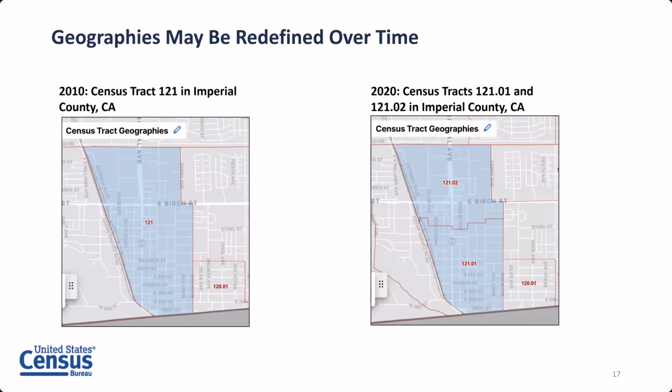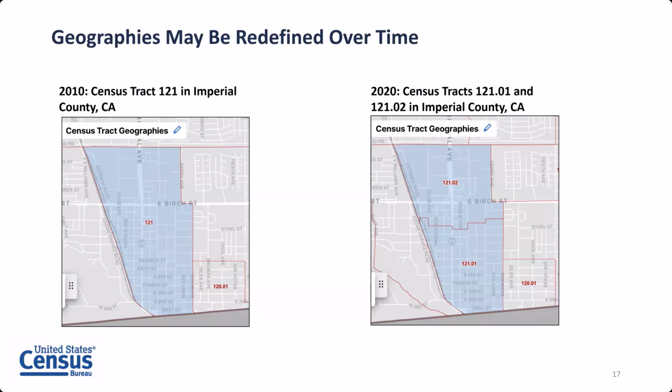In Imperial County, there were changes in census tracts. In this particular instance, in 2010, there was a census tract called 121. And then in 2020, because population grew between the decennial censuses, we had to divide this census tract into two areas. So it now is census tract 121.01 and 121.02.